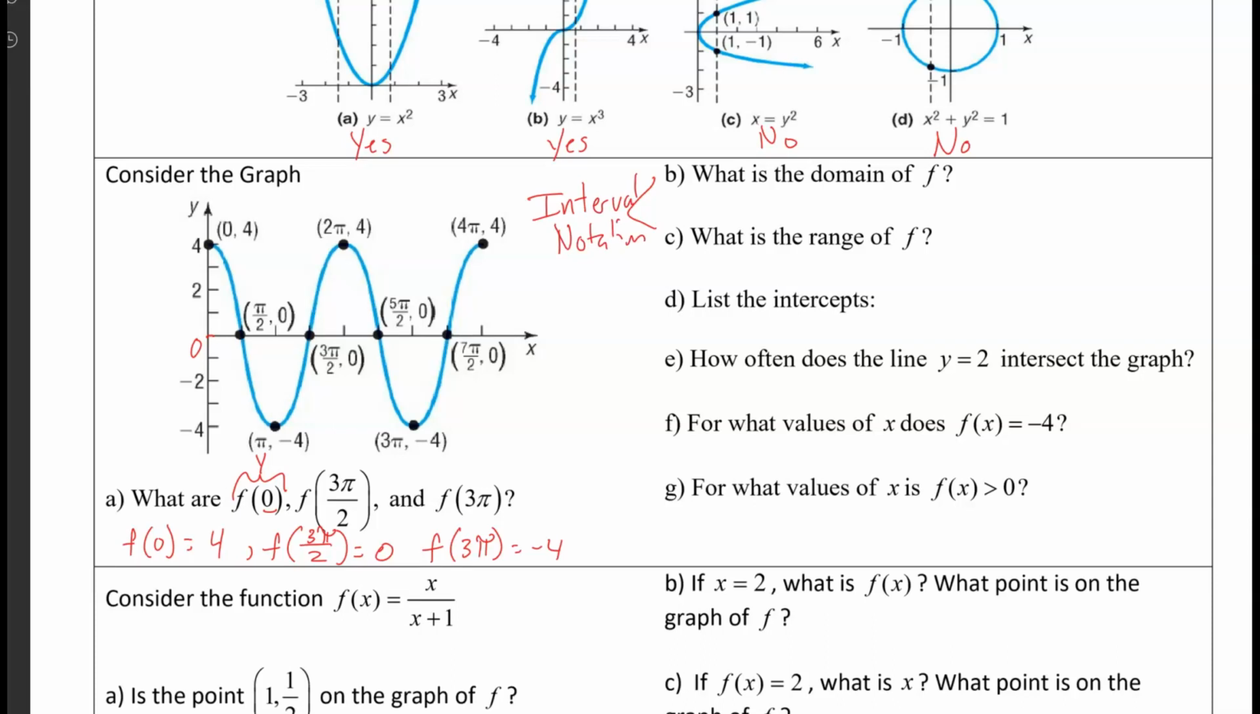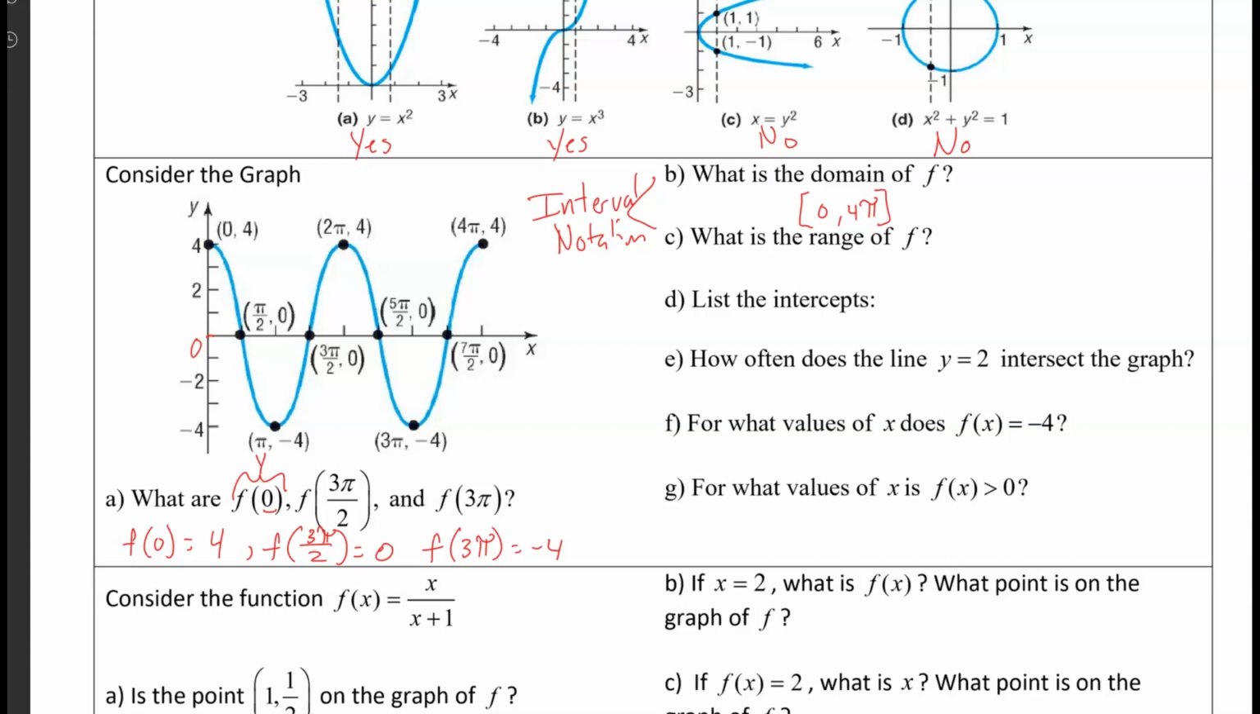Yes, exactly. Oh, and you had the correct brackets too. 0 to 4 pi. Why are we using brackets here and not parentheses? Because it can be 0 and 4 pi. Exactly. Yes, we have closed dots on the ends of our graph.